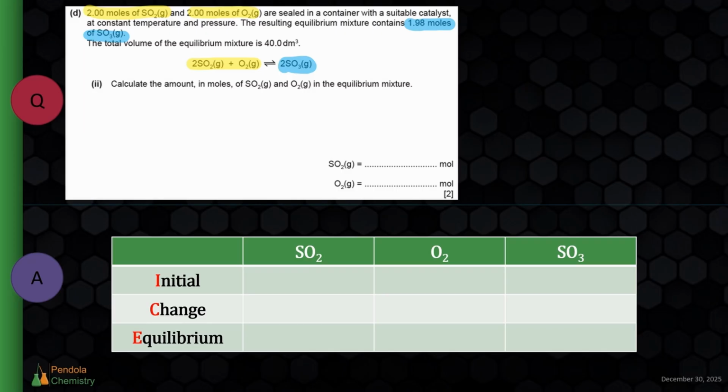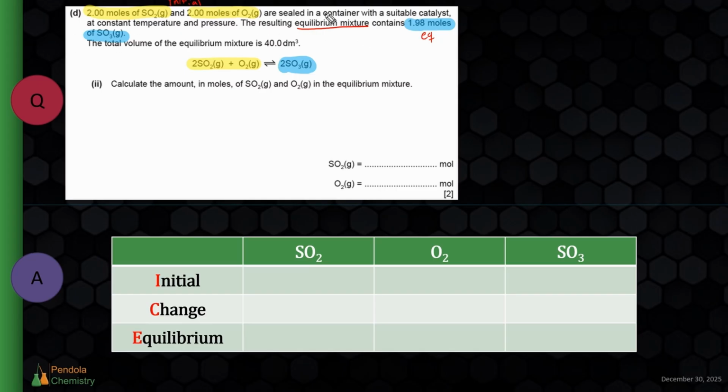If you noticed at the very beginning of those sentences, we have some key words here. It says the resulting equilibrium mixture contains 1.98 moles of SO3, meaning these 1.98 moles are at equilibrium. On the other hand, the first part says 2 moles of SO2 and 2 moles of O2 are sealed in a container. That means it's not after equilibrium has happened. These 2 moles of SO2 and O2 are before equilibrium has happened, meaning these are initial values of SO2 and O2.